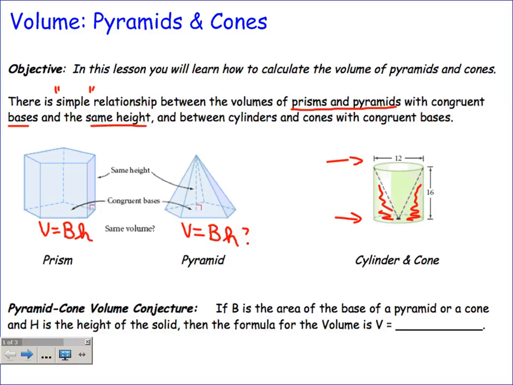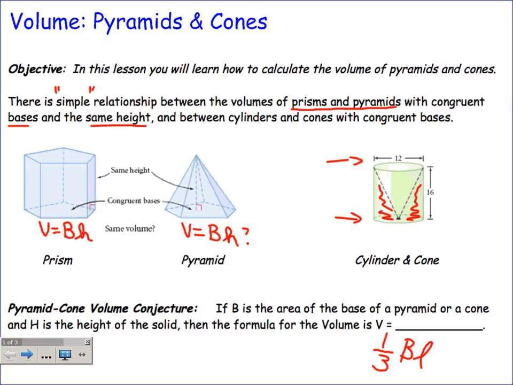Okay, so here's the deal. If the area of the base of a pyramid or a cone is B and the height is h, the formula for the volume, well, how much of it do you think it is? Not the whole thing. It's actually 1/3 of the area of the base times the slant height. So it's 1/3 BL.